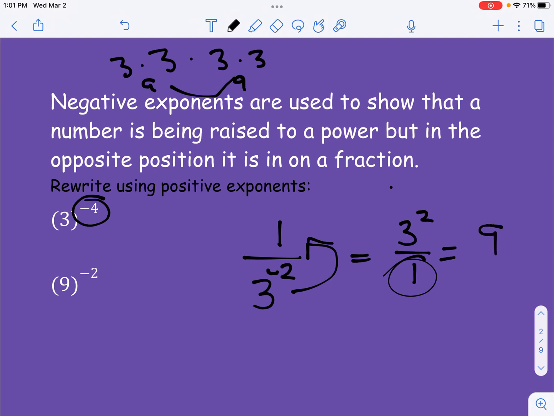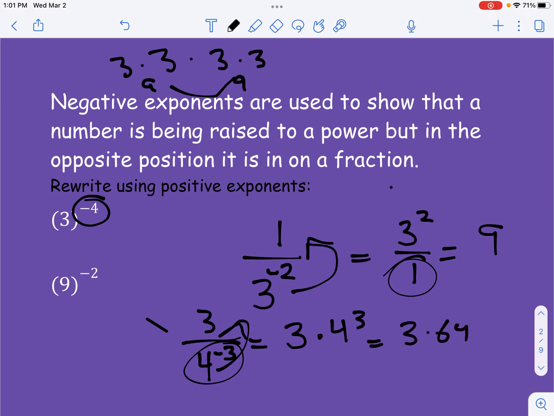Right? Similarly, let's say I have 3 over 4 to the negative third power, right? If I have that, then that's going to be 3 times, because this is going to change position, 4 to the third, right? Which is 3 times 64. 4 times 4 is 16. 16 times 4 is 64. And then 3 times 64 is 192.